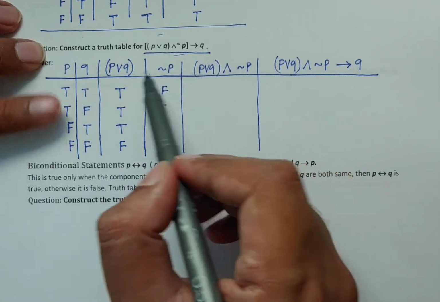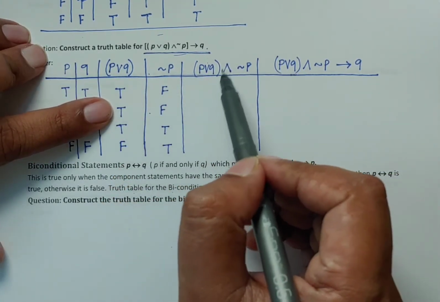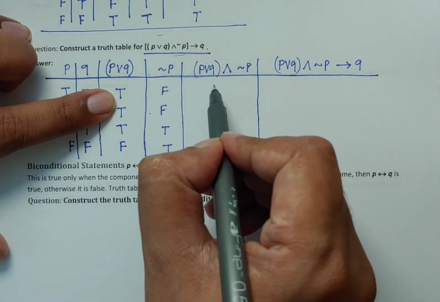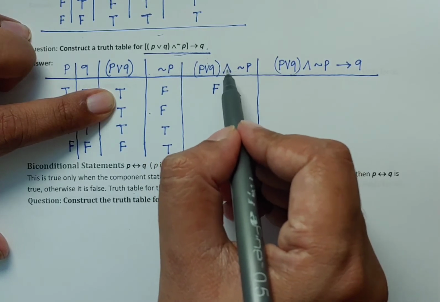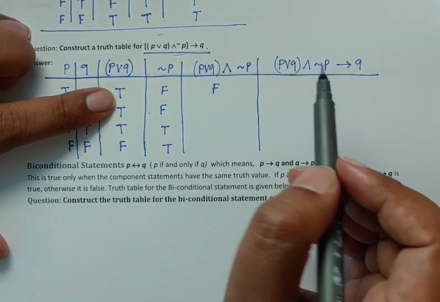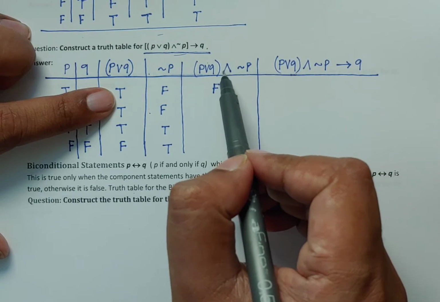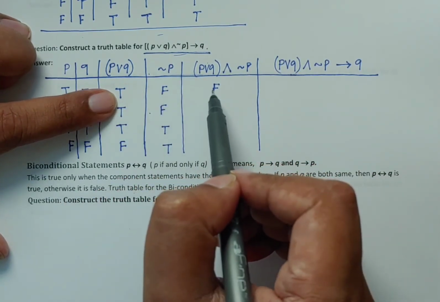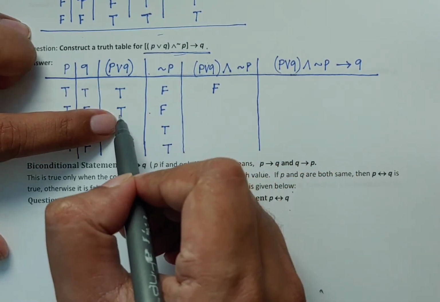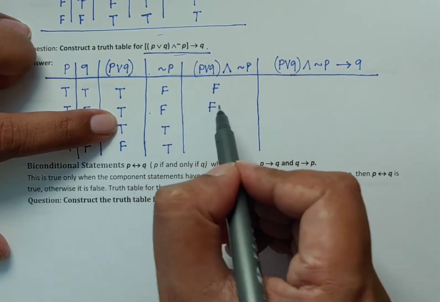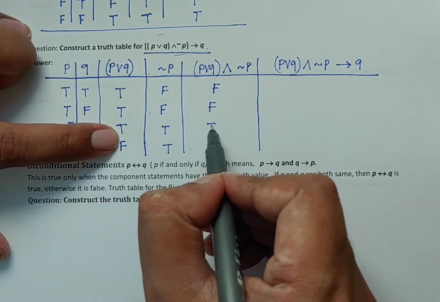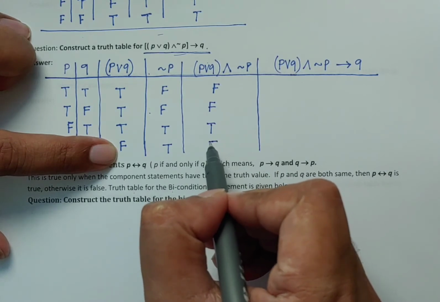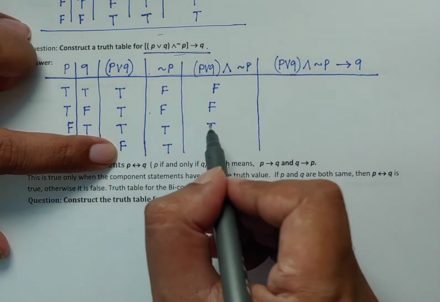Now I find P or Q, which is this one, and this one. So true and false is false, because this is AND. The AND is true if both are true, right? So because this is true and this is false, it has to be false. True and false is false. True and true is true. False and true is false. Okay.